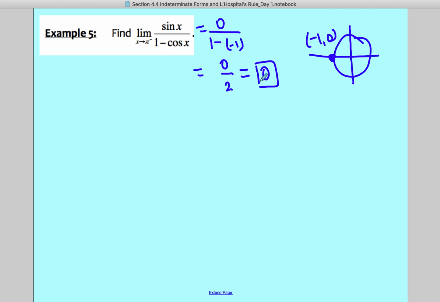So always don't forget, you guys, not every single time you're going to have to use the rule. Here you wouldn't be able to. You have 0 over a number. You can take 0 divided by 2. It is 0. Okay, so there we did not even need to use the rule.